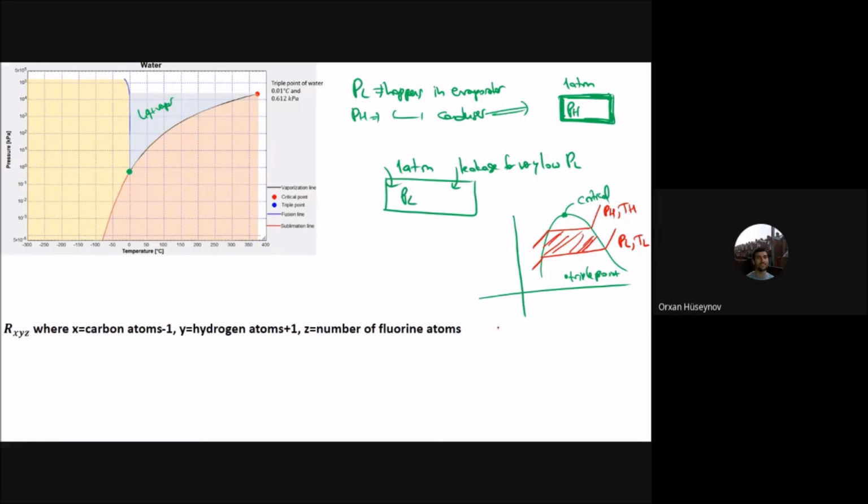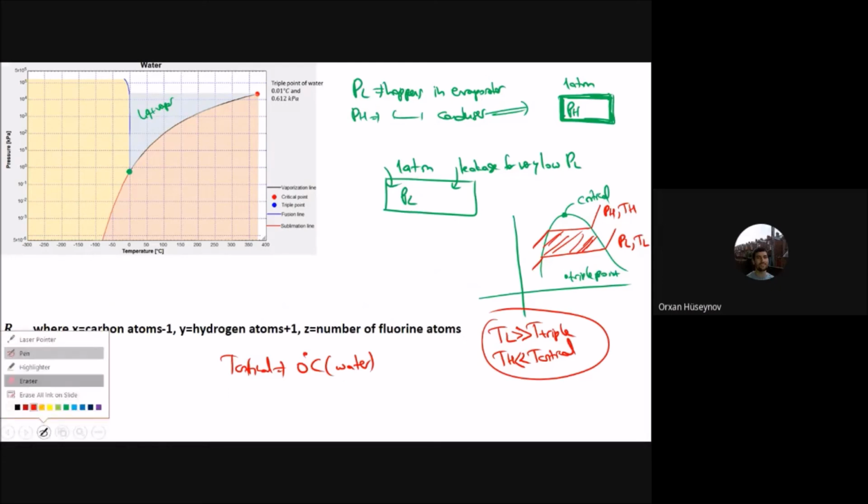So let me just summarize what I'm trying to say: TL should be greater than T triple, and T high should be less than T critical. Okay, actually this should be the case. Let me just give you one example. It is water, so this is the triple point. The triple temperature for water is 0 degrees Celsius.